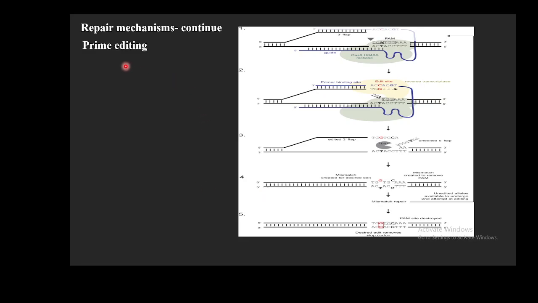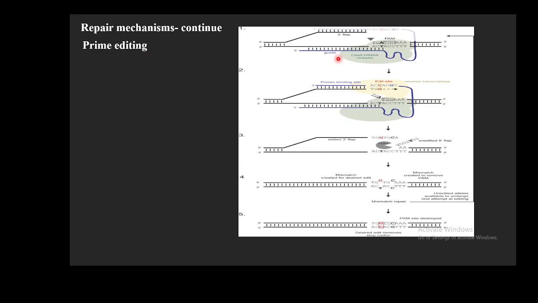Another editing which you can do is prime editing. The main difference between prime editing and cytosine or adenine base editing is this: in cytosine or adenine base editing, you can either convert purine to purine or pyrimidine to pyrimidine. But what if you want to convert purine to pyrimidine? In that case you can use the prime editing method.